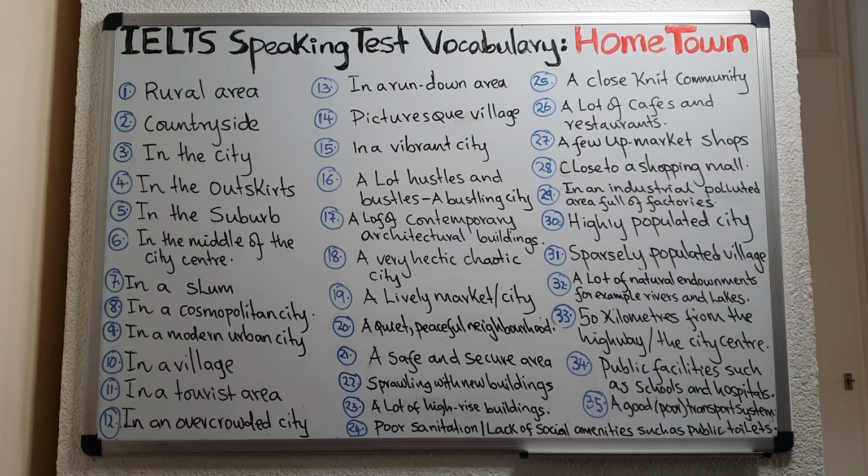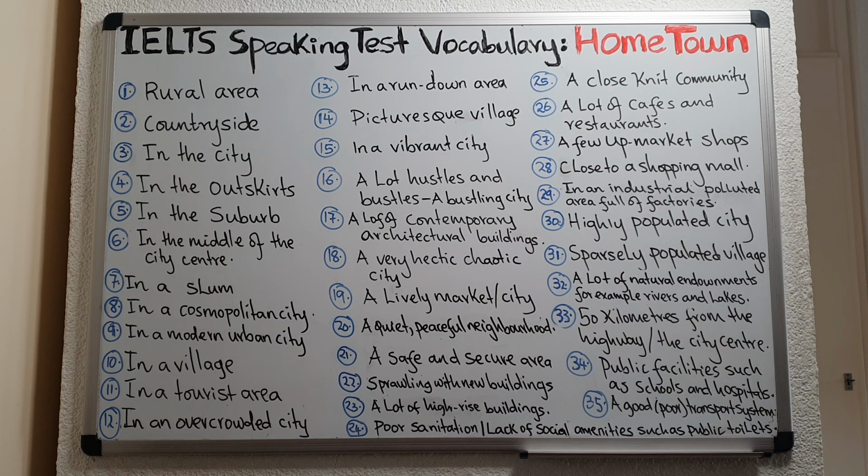Okay, now number 14 is picturesque. Now picturesque comes from the word picture. So for you to take a picture of something, it must be very beautiful. So picturesque means that it's visually very attractive, okay? It is visually very attractive to look at.